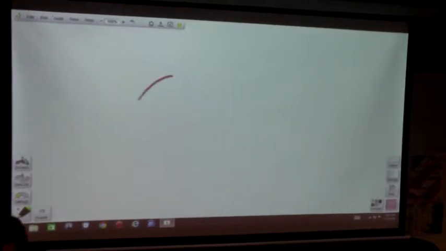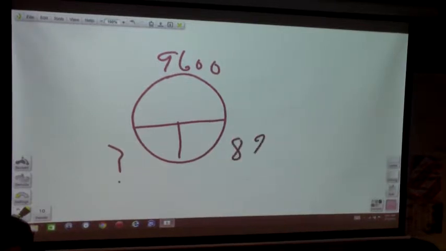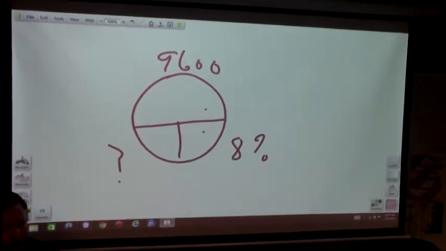Custom made for the circle. We want to know what happened. What happened first? We bought the house. We don't know what that is, but we know it's 100%. Then they gave us a figure, 9,600, which is 8% of what we paid for the house. Top to bottom you divide. 9,600 divided by 8% is 120,000.